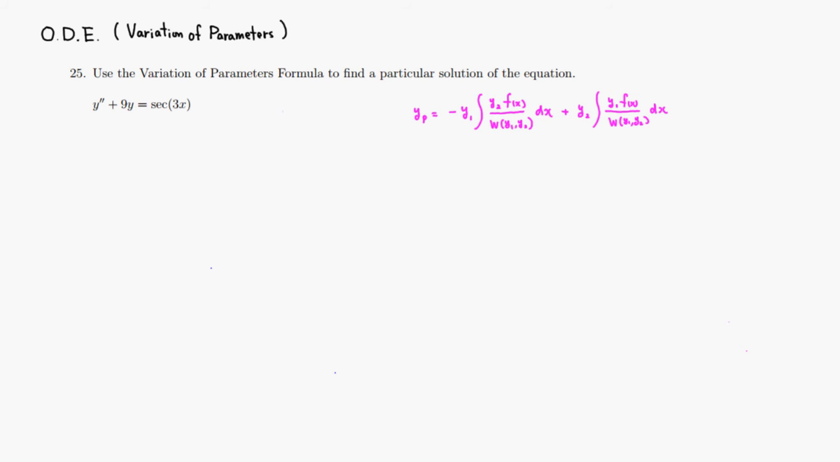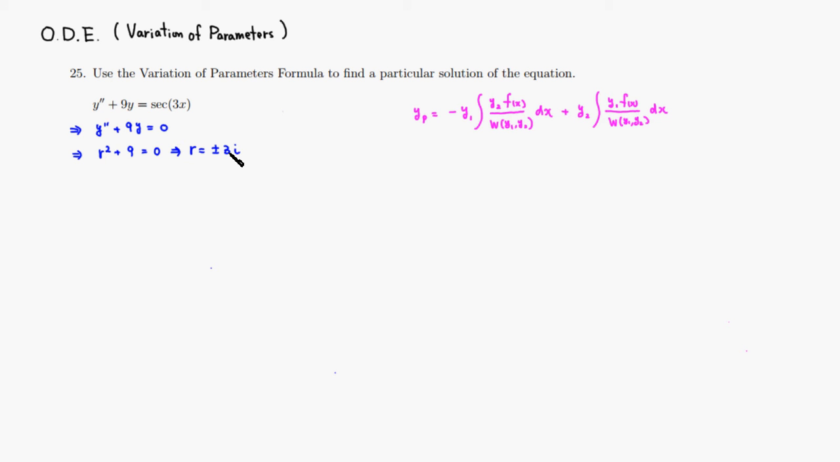First, I'm going to look at the homogeneous version of the corresponding equation. So you have y double prime plus 9y is equal to 0. Homogeneous just means that the right hand side is 0. Then we can turn this into a characteristic equation: r squared plus 9 is equal to 0. This is going to have imaginary solutions, so r is equal to plus or minus 3i.